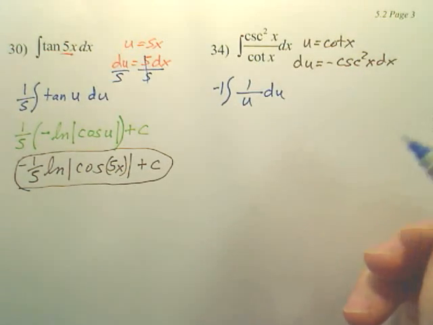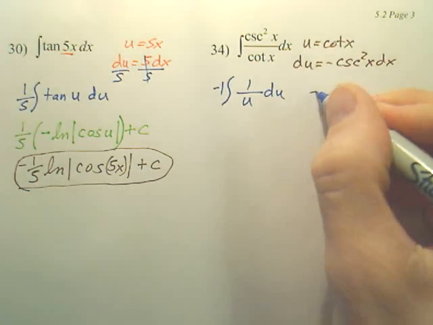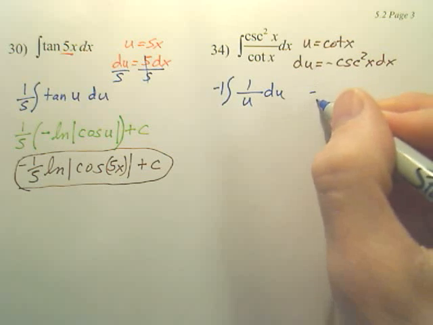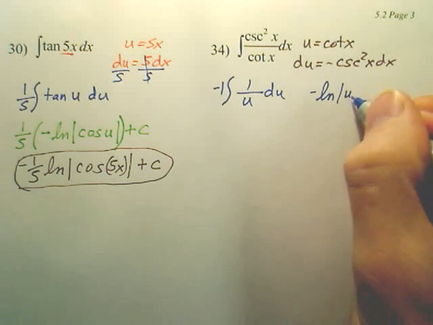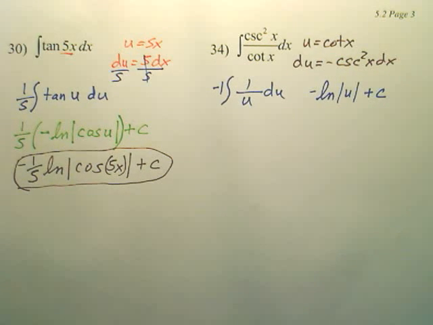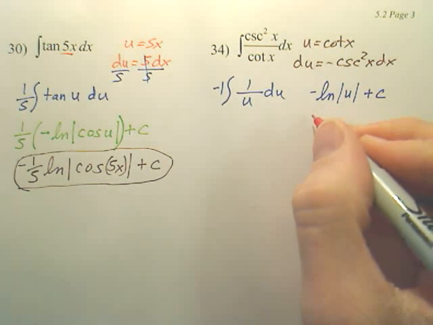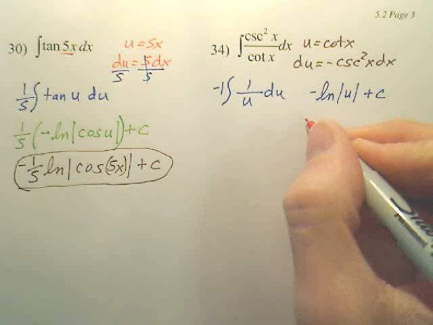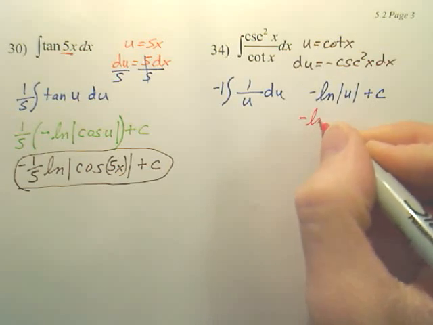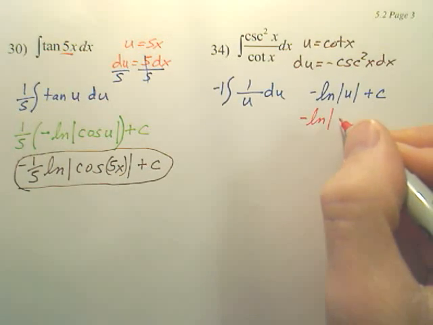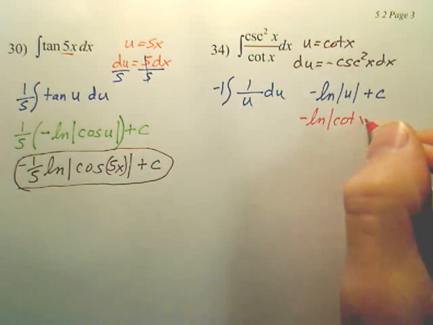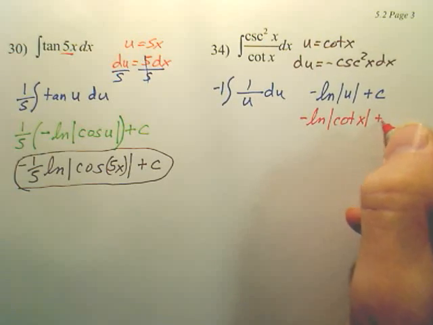and that's u. So when you integrate this, you end up with negative ln u plus c, which is negative ln, and u is cotangent x, plus c.